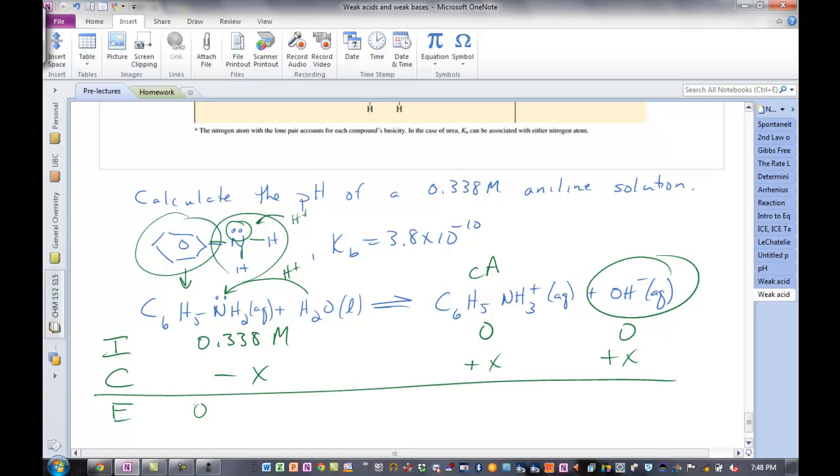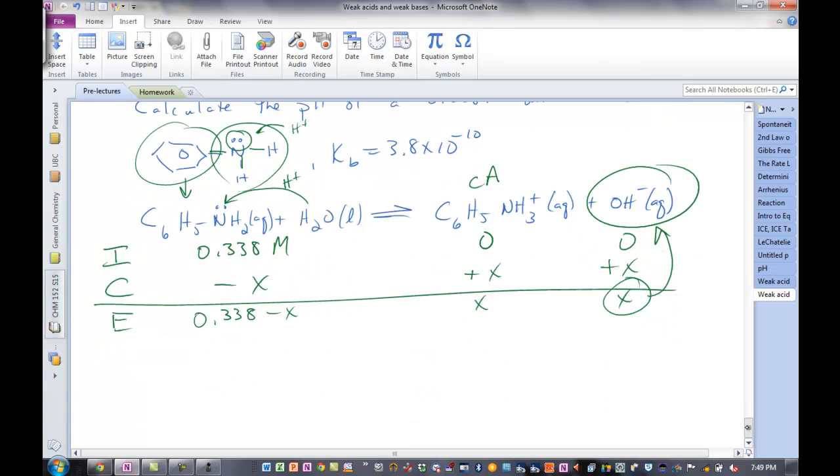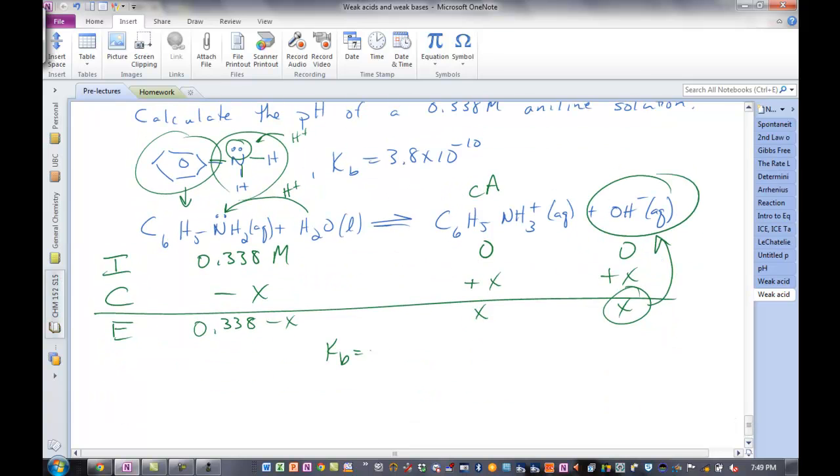And at equilibrium, 0.338 minus x, x, and x. Does that look familiar or what? Same thing. Now, keep in mind the big difference is that bases produce hydroxide. When we solve for x, we don't have hydronium, we have hydroxide. Very important. Common mistake, again, by students. We write out our Kb, products over reactants. Okay? Don't include water. Pure liquid.